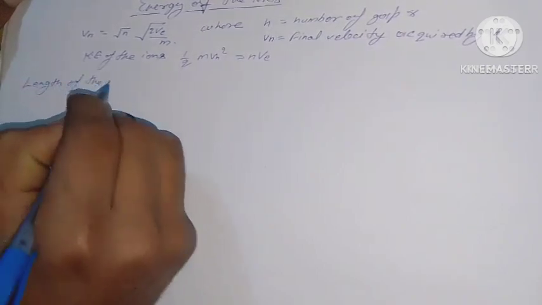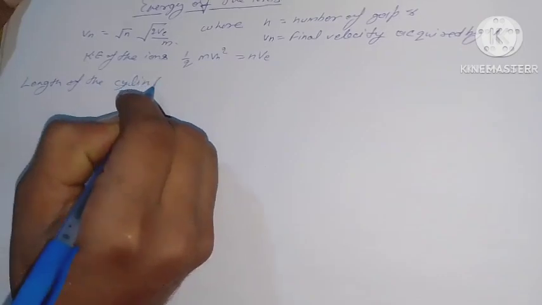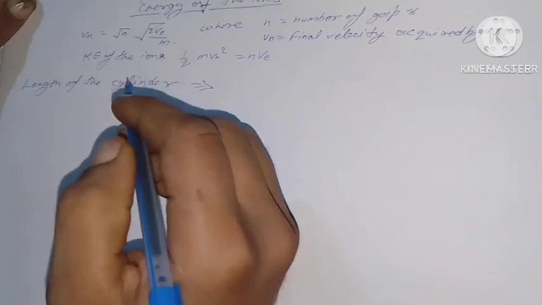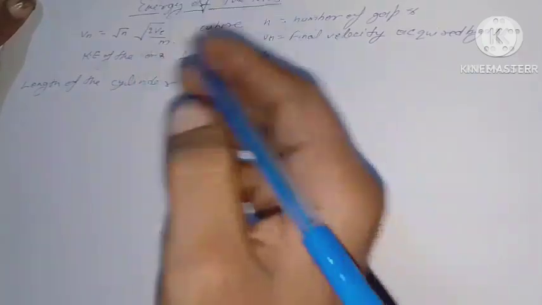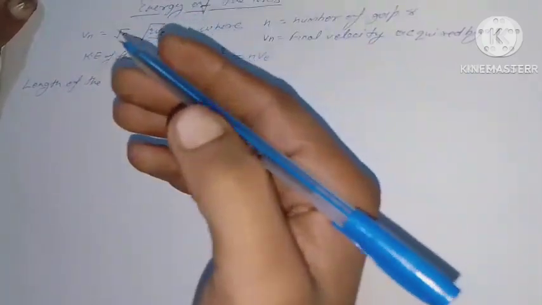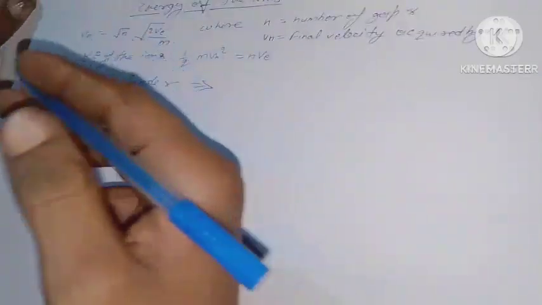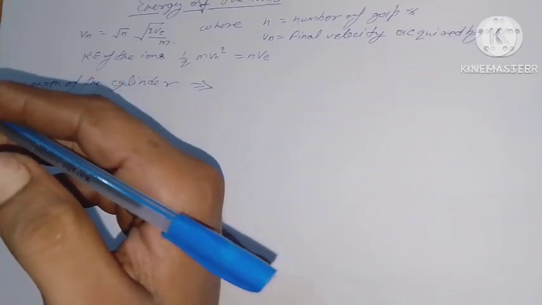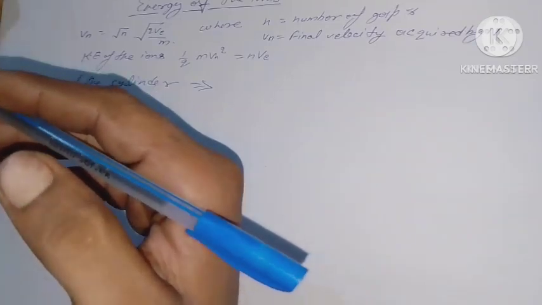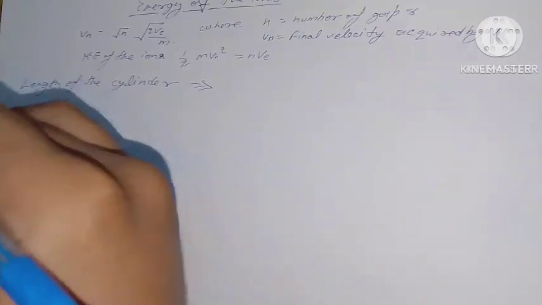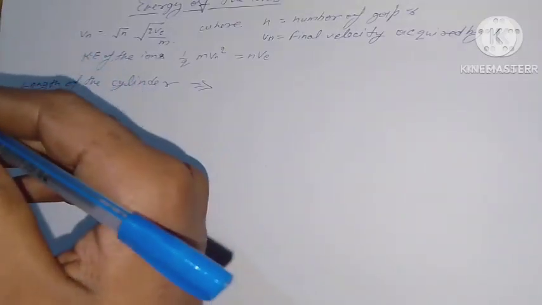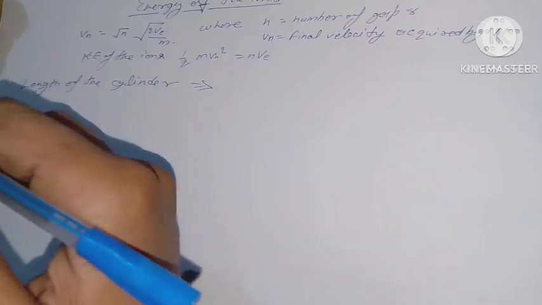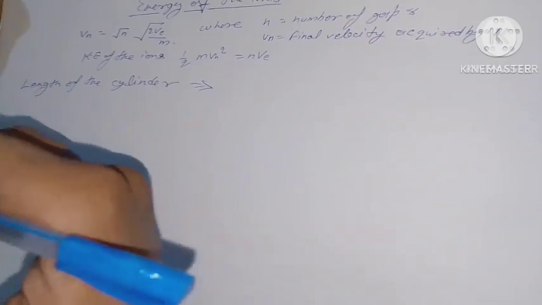Length of the cylinder. The ion is accelerated in the gap between two cylindrical electrodes. The time taken by ions to travel through the cylinder should be equal to half the time period of the high frequency voltage, so that each time the ion comes out of the cylinder, the polarity changes.